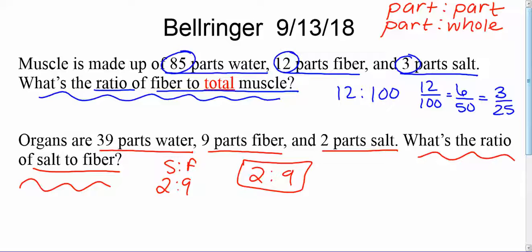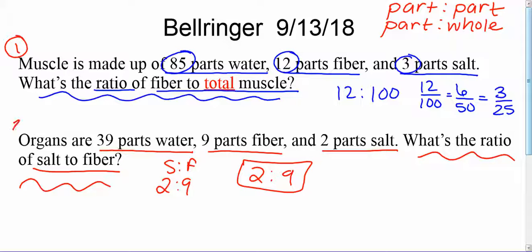So for example, we gave the example of kids wearing glasses. There were 4 out of 20 that wore glasses, so that's a part to whole. If we wanted to do a part to part example, that would be, there were 4 kids wearing glasses to 16 kids not wearing glasses, where we compare the 2 different parts of that group. If we look here, the muscle example 1, that is a part to whole example because it's comparing just fiber to the entire muscle makeup.